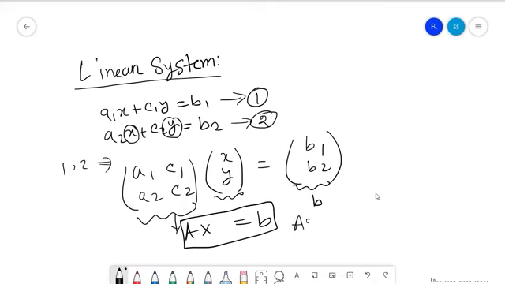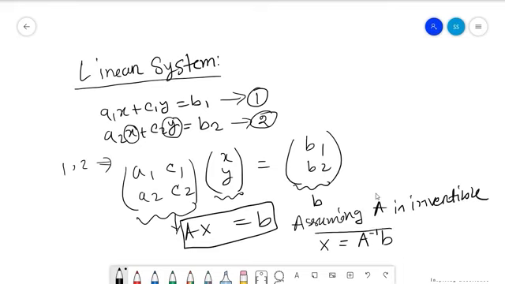Assuming A is invertible, the solution is pretty evident, that is X equals A inverse B. If we do that, we will simply solve this capital X, that is a column vector, and from there we can equate each component of capital X and each component coming from A inverse B to get our solutions of x and y.